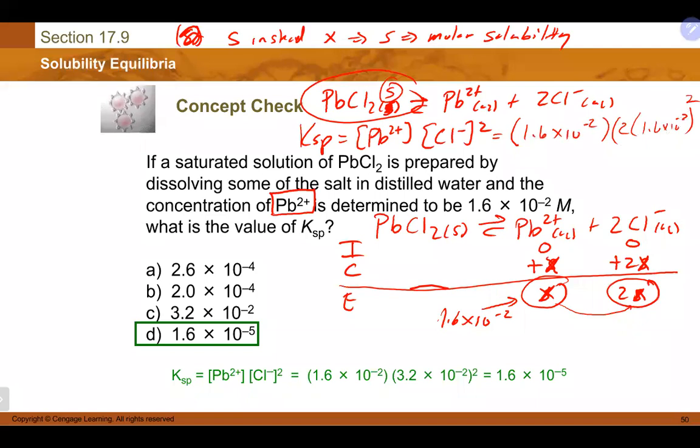So if we do all that, we should end up with a KSP like we see there on the bottom. We take our 2 times 1.6 to the -2, square it, and multiply it by 1.6 to the -2, giving us 1.6 times 10 to the -5. So in this case, because they told us what the equilibrium concentration of lead was, we could use our ICE table to work backwards to figure out what X is, and that will allow us to figure out our KSP value. Any questions on that?